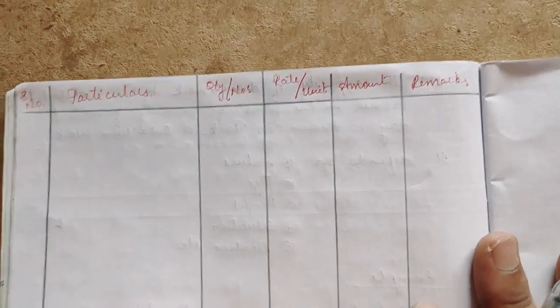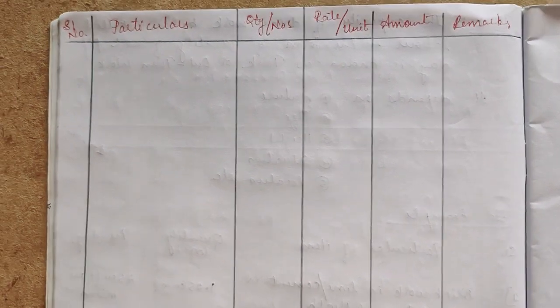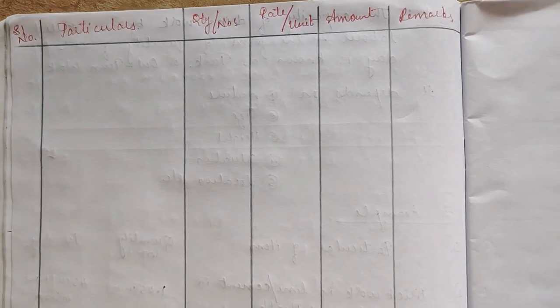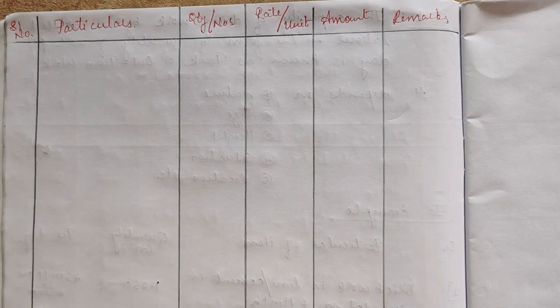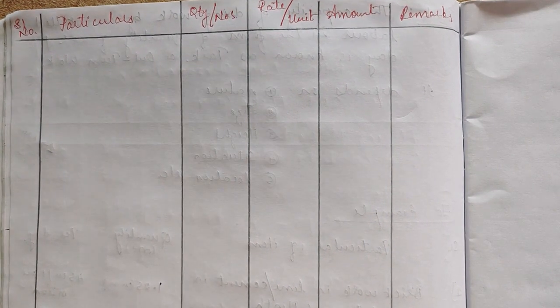So as usual, there is one measurement form, I have written it. So what are the boxes? Serial number, particulars, quantity or numbers, rate per unit, amount and remarks. So what we have to do? Earthwork for ordinary soil, right?